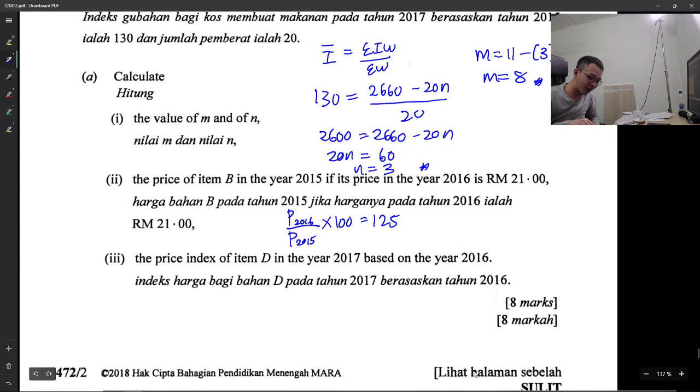So we have the price for 2016, right, which is 21. So I'm going to sub in the 21 ringgit here. Then I will solve this equation to find the price for 2015. So you will get 21 over 1.25. You just move around the equation, 21 divided by 1.25. Then you will get the price is RM 16.8. Alright, it's not too hard.